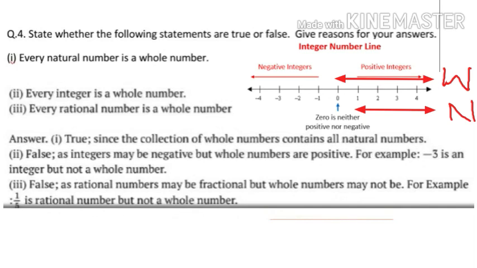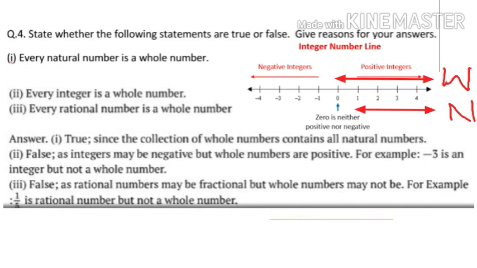Second, every integer is a whole number. Is it? No, it is false because integers can be negative or positive, but whole numbers contain from 0 to 1 to all the counting numbers. Remember the number line, from 0 and more than 0 numbers come under whole numbers. So an integer is not a whole number.